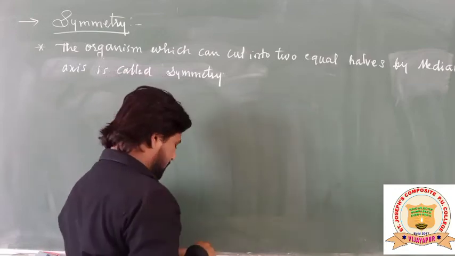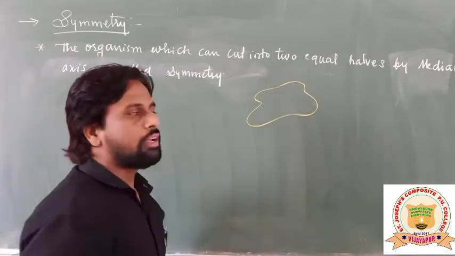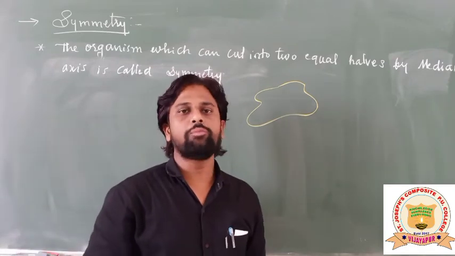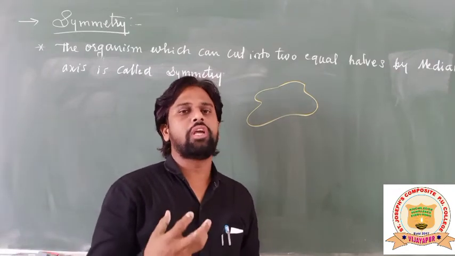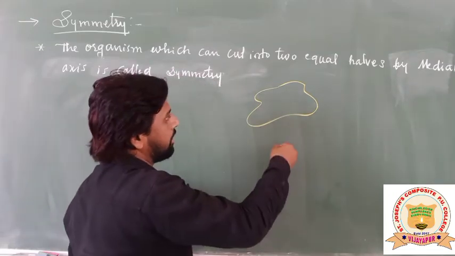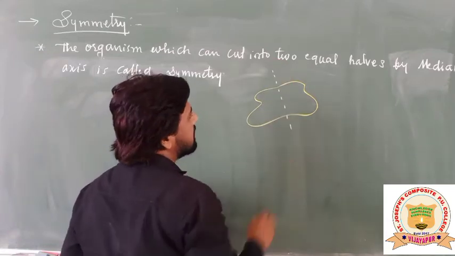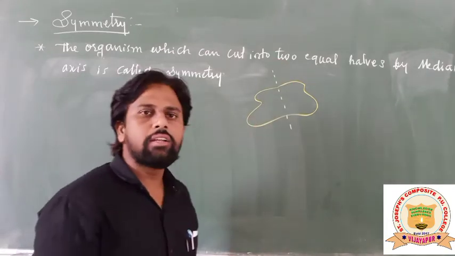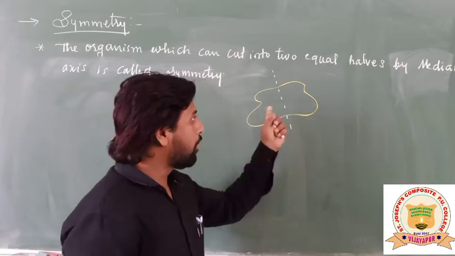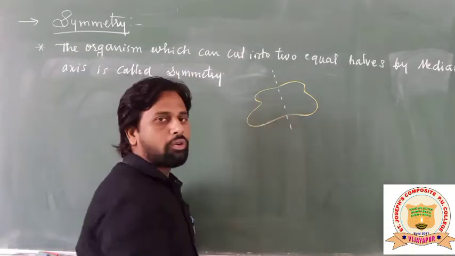I think you all have seen the amoeba. Amoeba is a unicellular organism, which is shapeless, which does not have any definite shape. So from which side do you have to cut it, from exactly the median, from the center? Are you going to get two equal halves? Are you going to get two equal planes? No. Two equal halves you are not going to get.